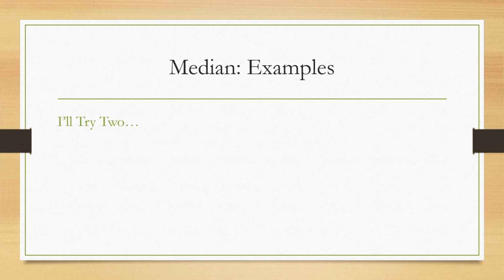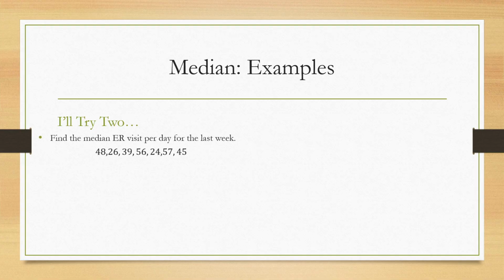All right, let's work through examples, and I'll try 2. I'll try one with n as odd and one with n as even. So let's do this. This is an n as odd one. So first, don't forget the first step here, ER visits per day. I think this is the example we had last time. The first step is to order the data. So I put these in order from least to greatest.